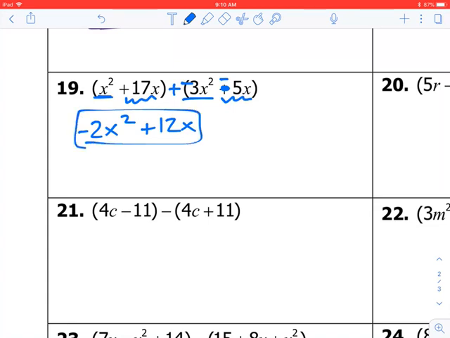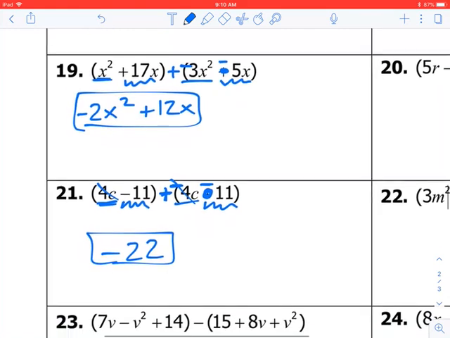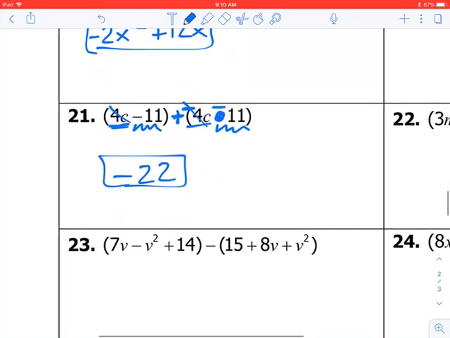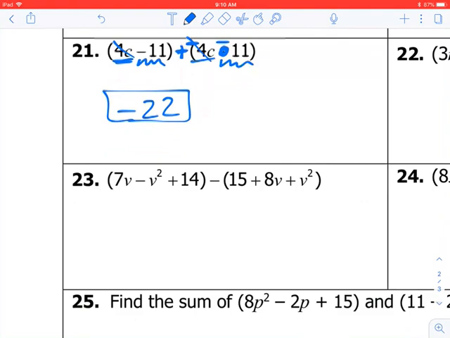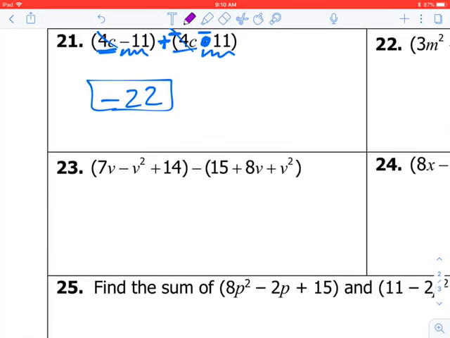So same thing here. Change that to a plus, and that's minus 4x minus 11. Okay, so 4x minus 4x cancels, and I've got negative 11 plus negative 11, which is negative 22. So that one we only had one term in our answer, and that's okay. That happens sometimes. Not very often, but sometimes. Okay, so last one here, and then we'll look at one of these kind of weird ones.